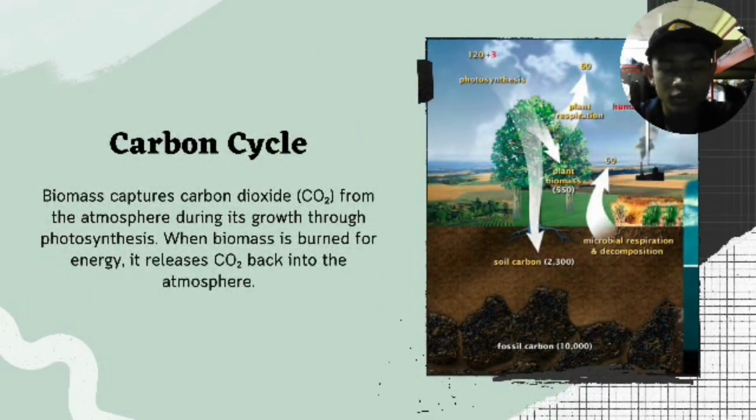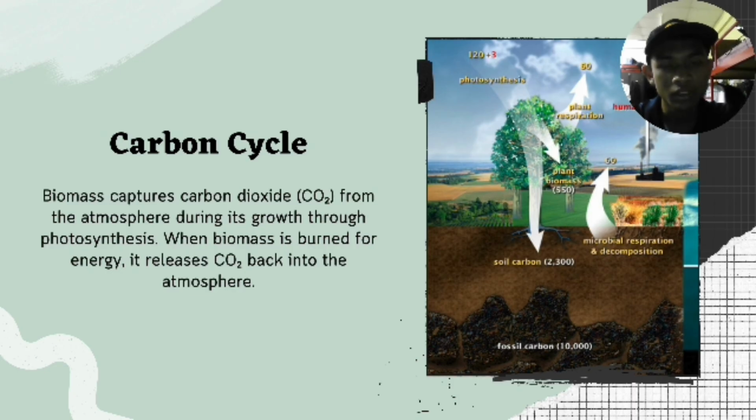In this session of the biomass and fossil fuels studies, we are going to talk about the characteristics of biomass and fossil fuels. There are a few characteristics for biomass and fossil fuels. One of them is that it goes through a carbon cycle. Biomass captures carbon dioxide from the atmosphere during its growth through photosynthesis. When biomass is burned for energy, it releases carbon dioxide back into the atmosphere.